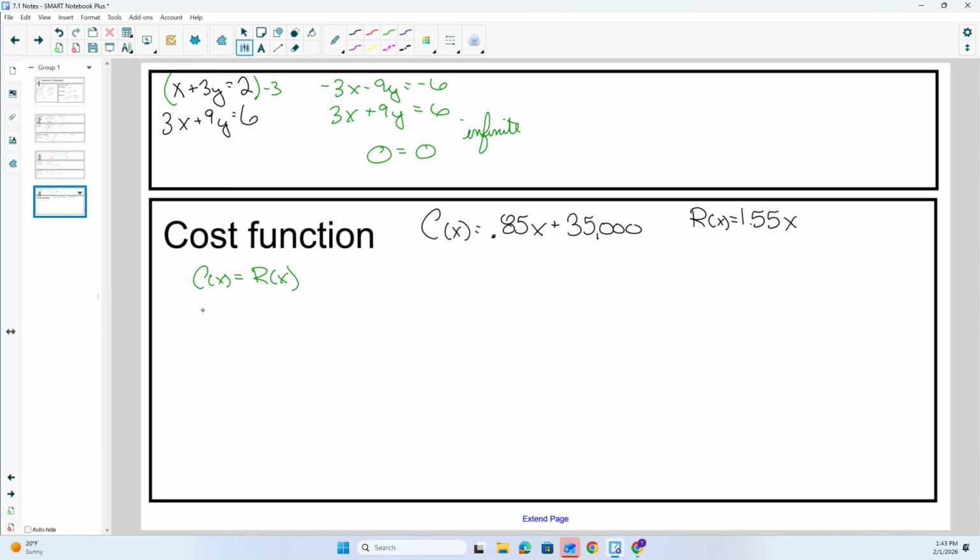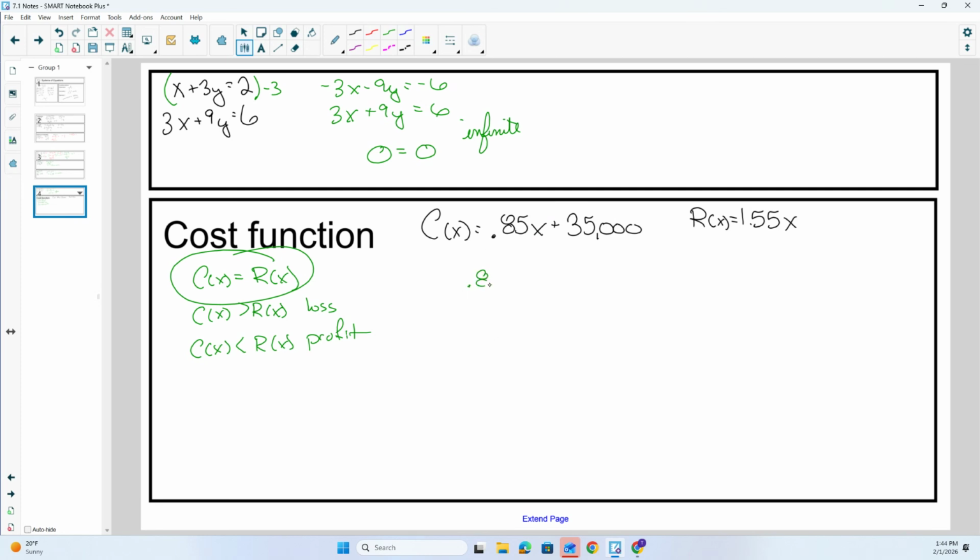And the idea is if C of x is greater than R of x, that means there's a loss. That means your cost is higher than your revenue. And if C of x is less than R of x, that means you have profit. But we want to know what is the break-even point. We've done this before in a previous chapter. It's just a little bit different, looking at it a different way.